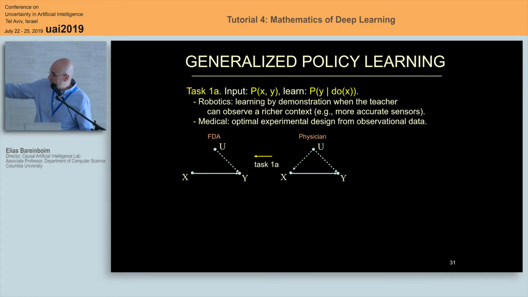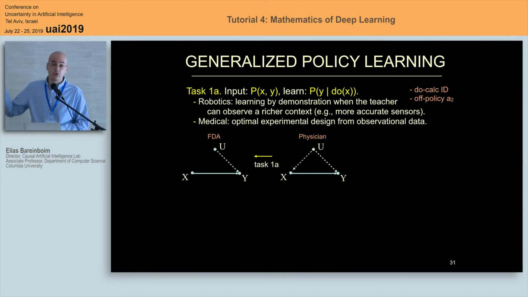When you get the data from the observational side, it seems that the drug is amazing. In reality, the drug is not helping at all. It's just the way the physician is giving the drug that is biasing it, and the drug looks good. This is why you have the FDA, the Federal Drug Administration, the American FDA, I don't know the name in Israel, that will actually get this P of Y given do X.